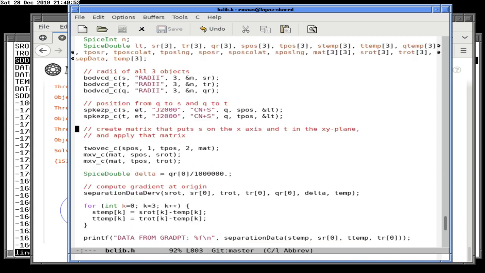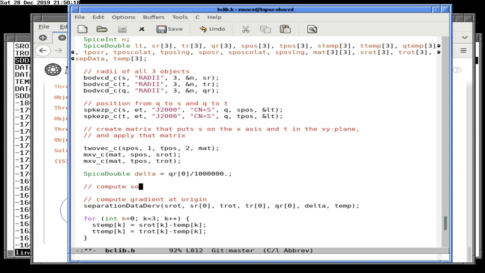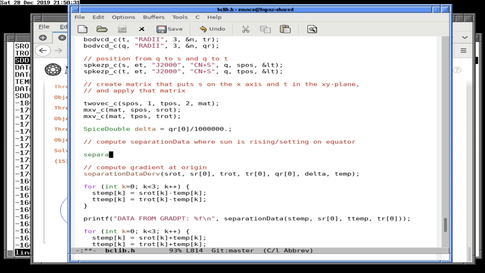Okay, and the other two places we're going to need to compute the separation data derivative. We do need to compute it at the origin. The other two points we're going to need to compute the separation data at plus and minus 90 degrees, where the sun is rising and setting. In other words, the two extrema points on the equator. I hate having to create new variables, so this vector here is going to be very simple. I think this is actually trivial, so let's do this.